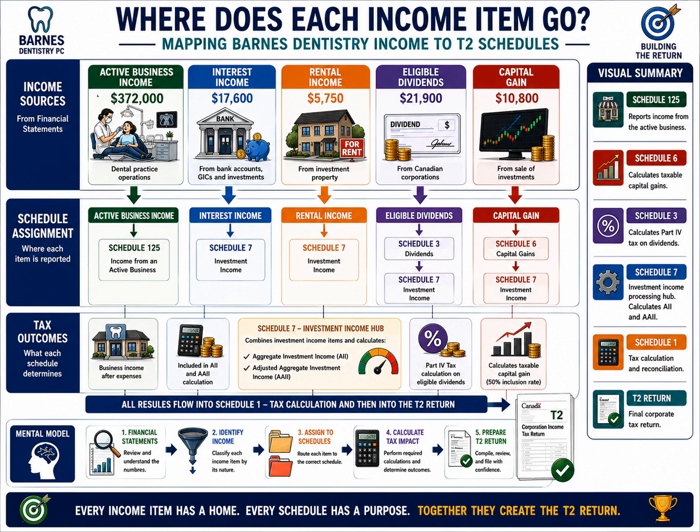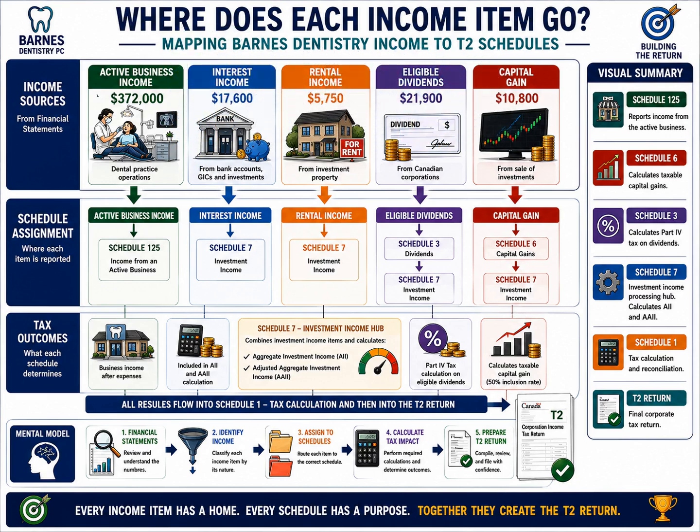Notice what happens in the middle of the slide. Schedule 7 acts as the investment income hub. It receives interest income. It receives rental income. It receives taxable capital gains from Schedule 6. And it works alongside information from Schedule 3. Schedule 7 then calculates aggregate investment income, or AII, and adjusted aggregate investment income, or AAII. These calculations play a major role in determining the corporation's tax position and potential small business deduction implications.